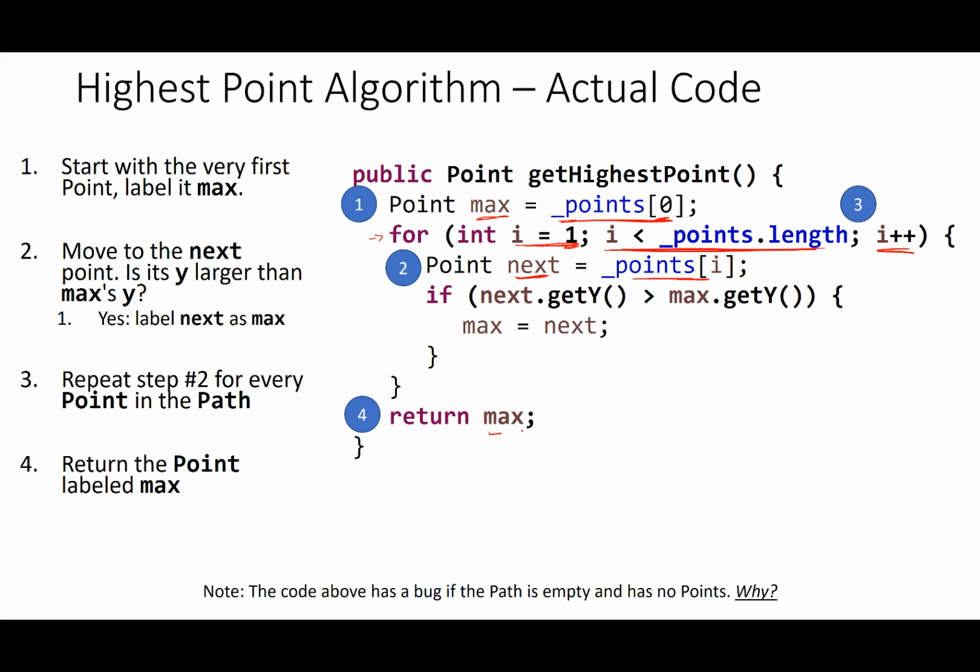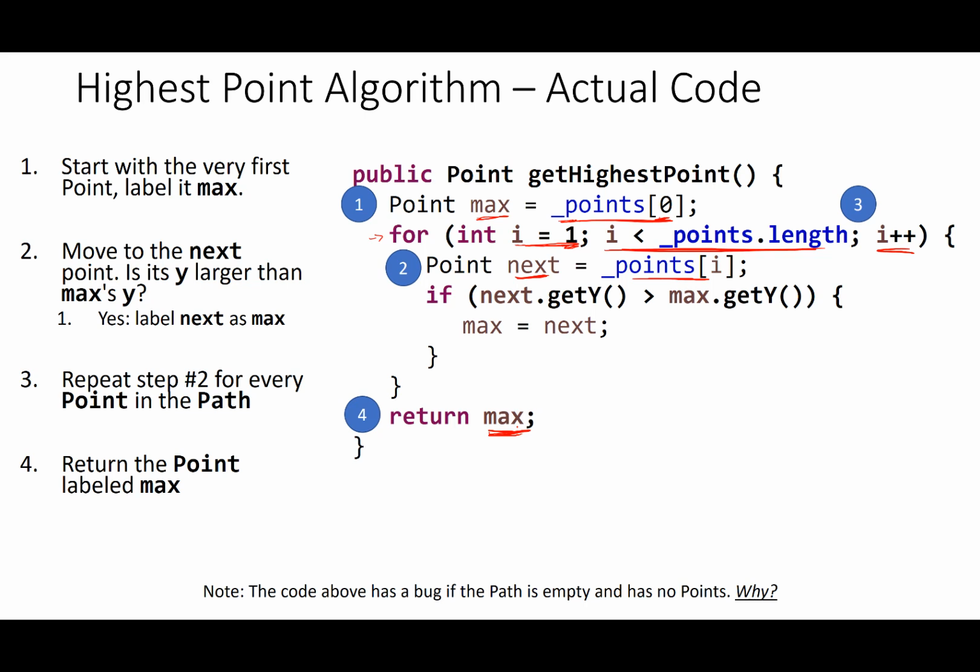And once we've done that, just by virtue of having looked at every point and having kept track of the largest y value we've seen along the way, we can return the largest point we found in our sequence of points. Right? So when we return max, the caller of this code will be returned a reference to the highest point in our path.